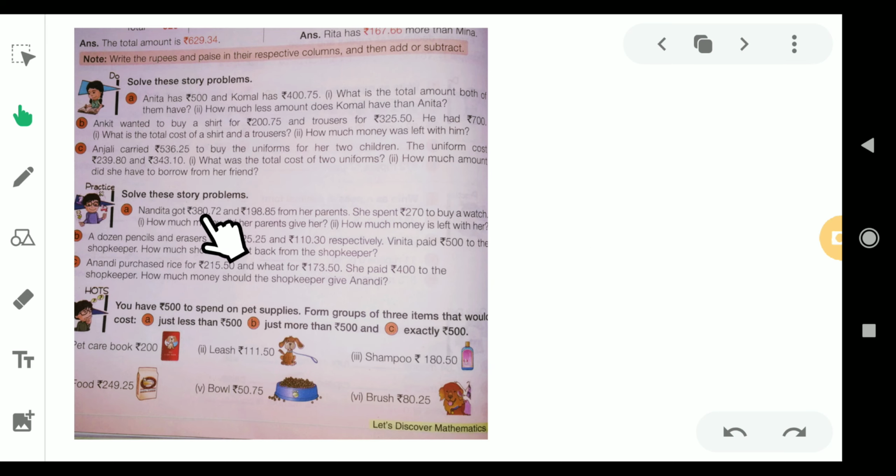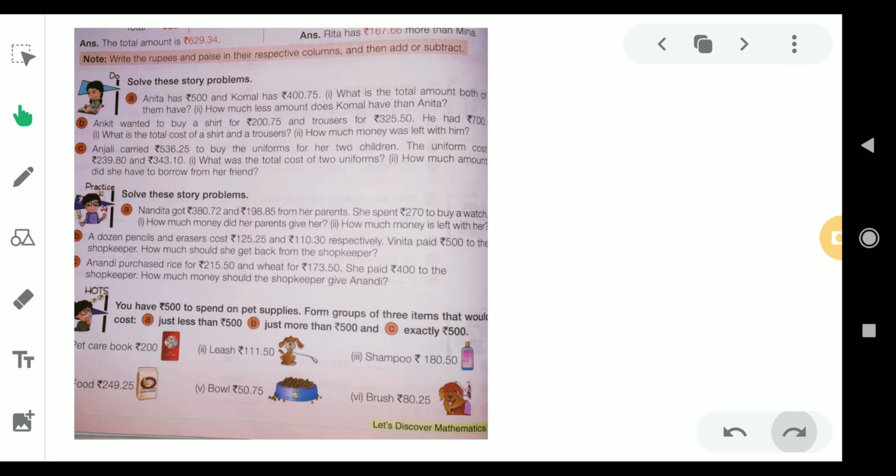Nandita got 380 rupees 72 paise and 198 rupees 85 paise from her parents. She spent 270 to buy a watch. How much money did her parents give her? This is the first question, and the second question is how much money is left with her.